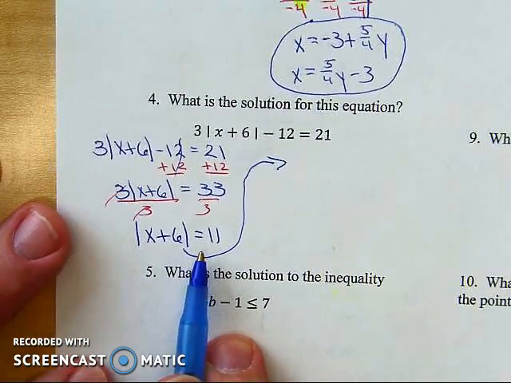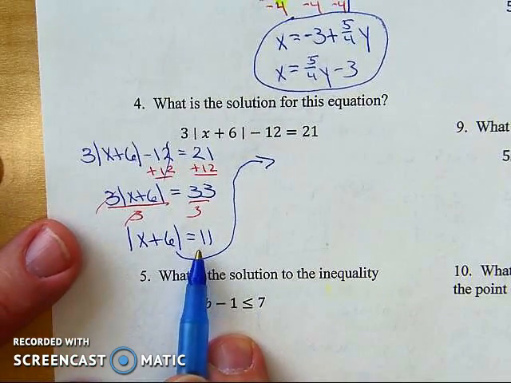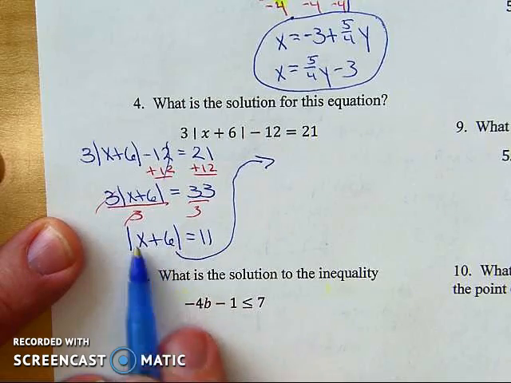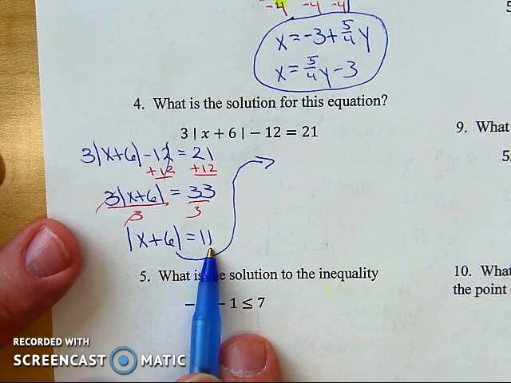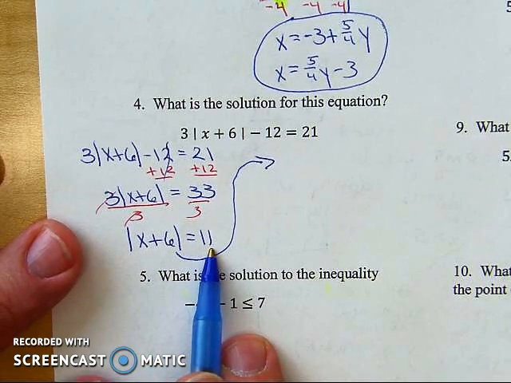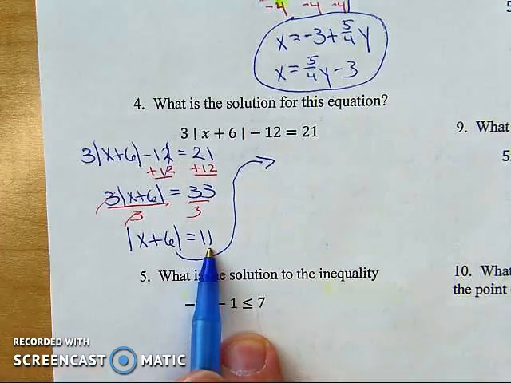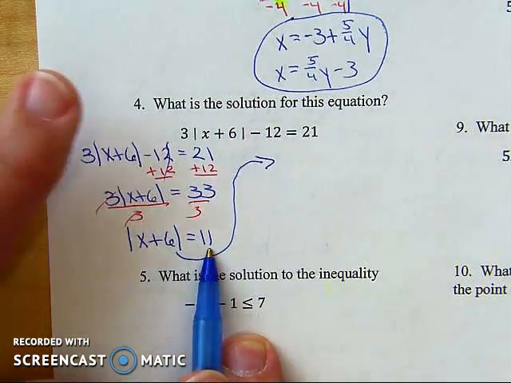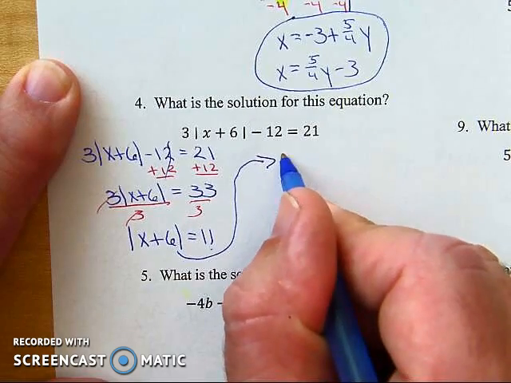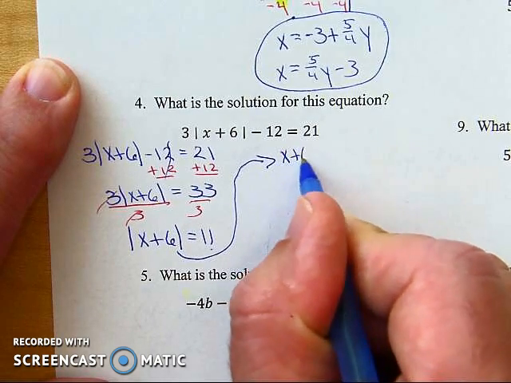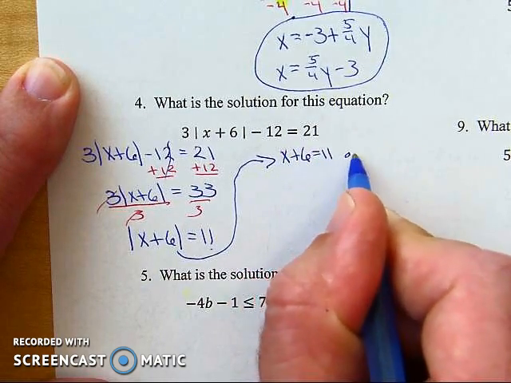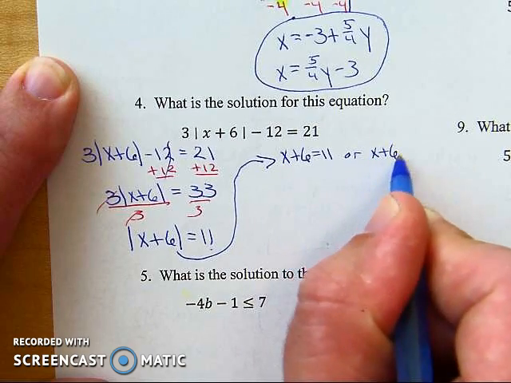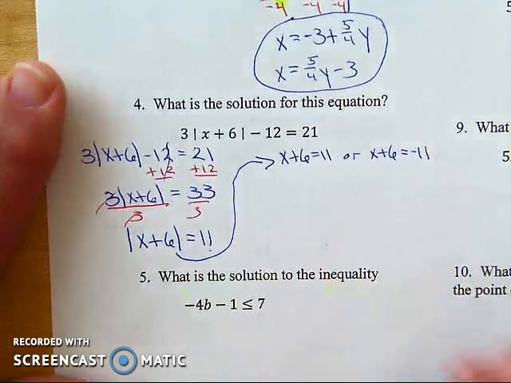So remember, absolute value means distance from 0. So this term is either at positive 11 or at negative 11. They're both 11 units from 0. So I have to write both of those possibilities down. It's x plus 6 is 11, or x plus 6 is negative 11.